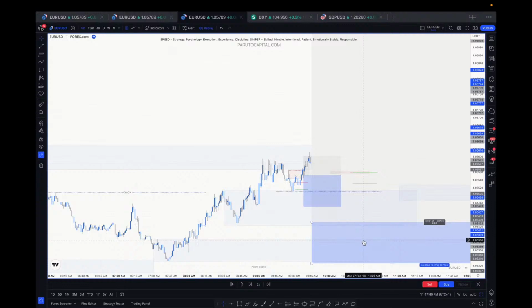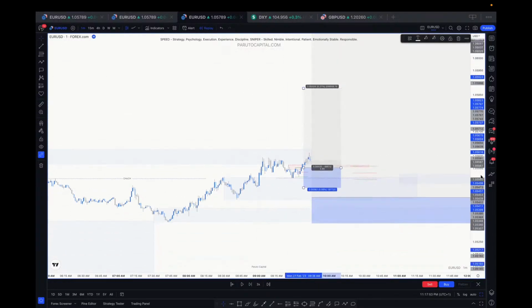You can enter on the 15 minutes, that's about 10 pips. You can enter using 8 pips after you see the confirmation on the 1 minute, and using the very large stop loss to protect yourself. You can do that if you want to and you'll be fine, right? So these are all potential entries that you can have.